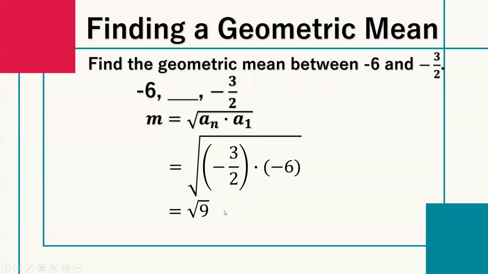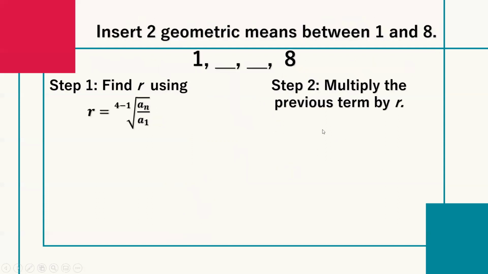Then after that, get the square root of 9 and that is equal to positive, negative 3. So yung first geometric sequence natin is negative 6, positive 3, and negative 3 over 2. And then yung second geometric sequence are negative 6, negative 3, and negative 3 over 2. Right?